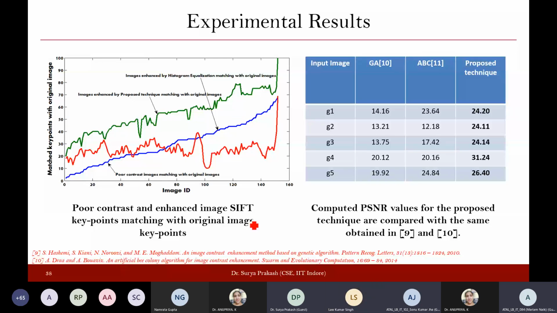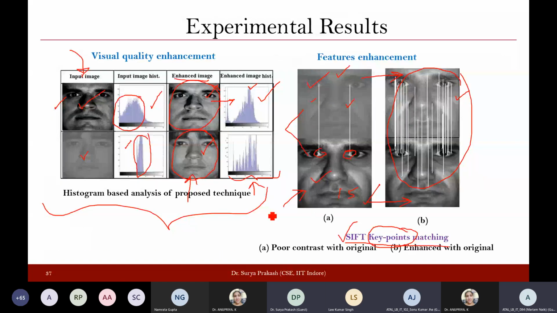SIFT-based matching again. Yes. Sir, what is the objective function for this experiment, sir? So the objective function everywhere is based on the quality that we defined at the beginning. Quality of the image based on the contrast.